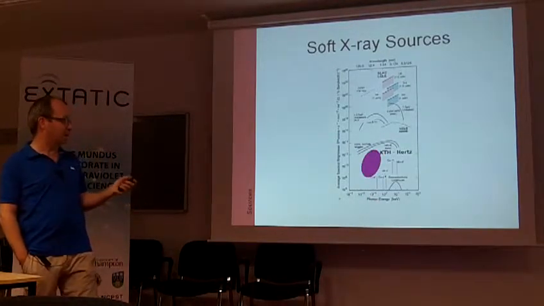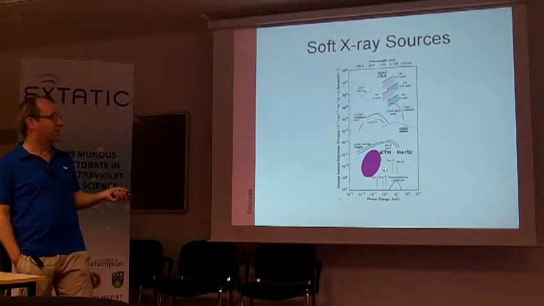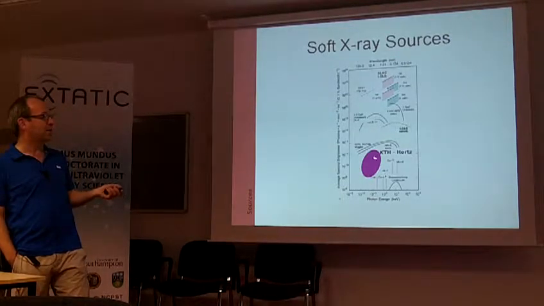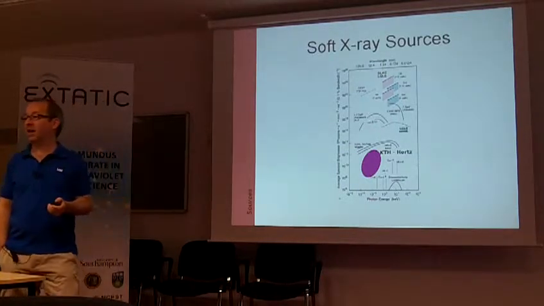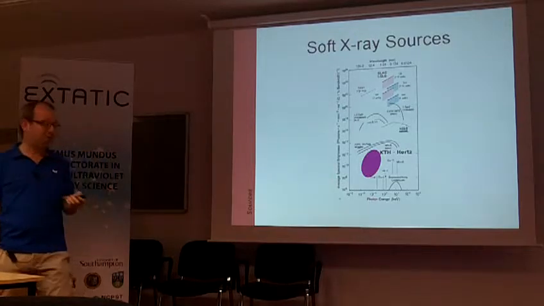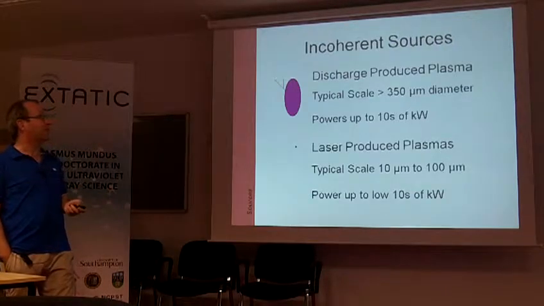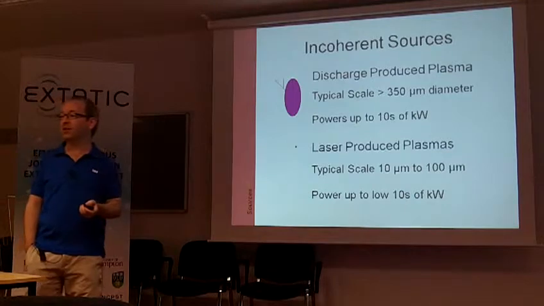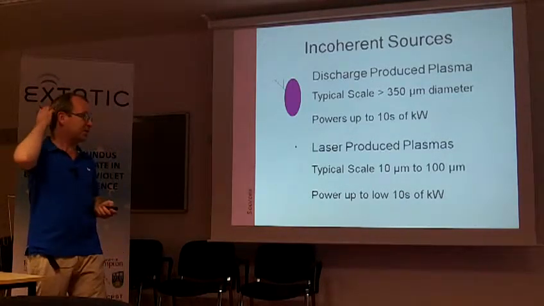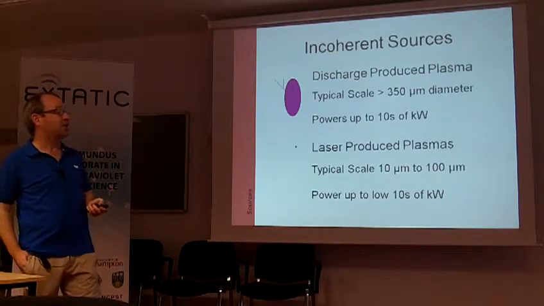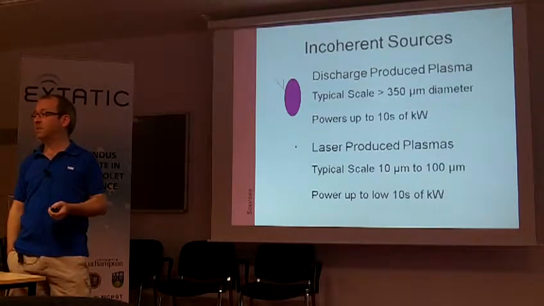The general region of brightness covered by the sources that I'm going to talk about is higher than micro discharge or micro focus X-ray sources and lower than synchrotrons. That's approximately the region that we're in. The incoherent sources that I'm going to talk about, which are applicable to the EUV metrology systems, are discharge plasmas and laser plasmas.